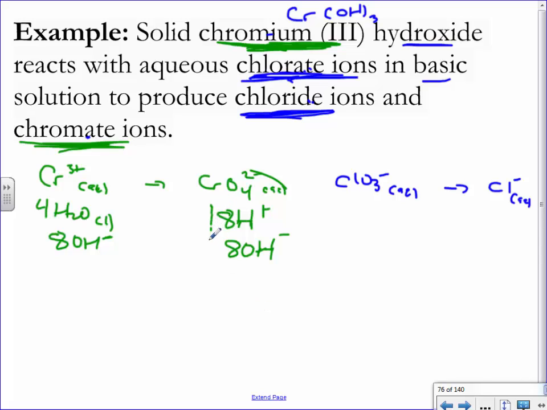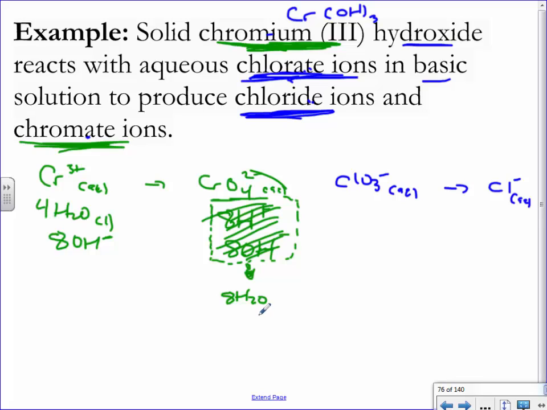What happens, though, when you take 8 hydrogens and add 8 hydroxides to them? What have you really made right here? Yeah, you've actually made the opposite of what I showed you earlier. You've made 8 waters. So now this stuff right here, I can really consider to be 8 waters.